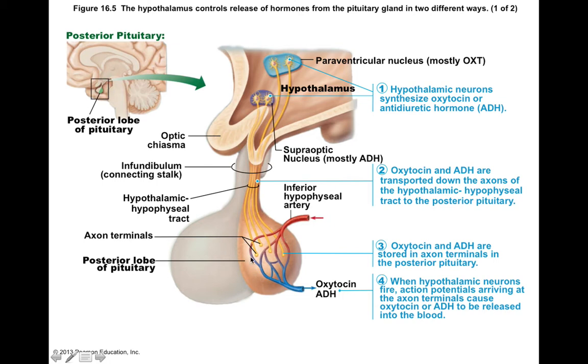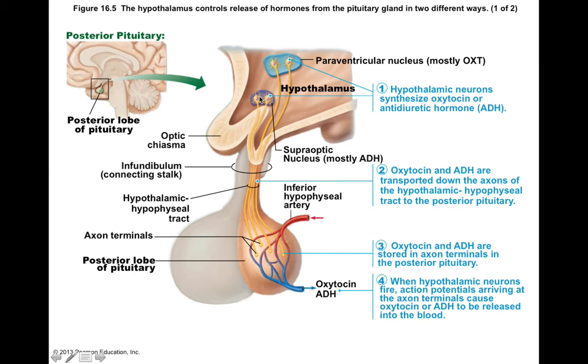What's unique about the posterior pituitary gland is that the neurons that release hormones for it have their cell bodies in the hypothalamus. In fact, the neuron cell bodies form specific nuclei, or collections of cell bodies, in the hypothalamus called the paraventricular nucleus as well as the supraoptic nucleus. The paraventricular nucleus releases mostly oxytocin, so the neurons in the paraventricular nucleus make oxytocin, and the neurons in the supraoptic nucleus mostly make ADH, which is antidiuretic hormone, also called vasopressin.